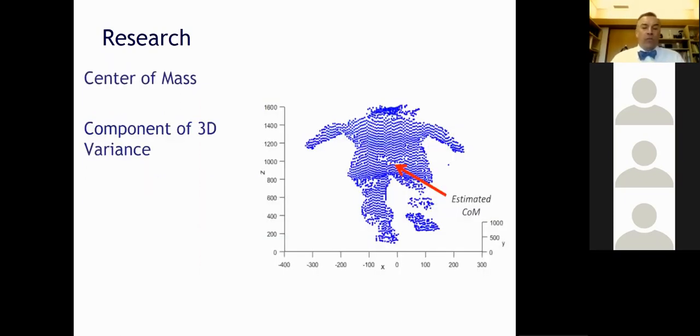Now, one of the things that we're also looking at is center of mass. So this is our patient, and this is just one frame of data within our 3-dimensional point cloud. And if I average all of those points together in terms of where they are in space, I can measure the center of mass. In other words, this is kind of an accumulation or a representation of how this person moves in space as a global unit. And this is a component of 3D variance.